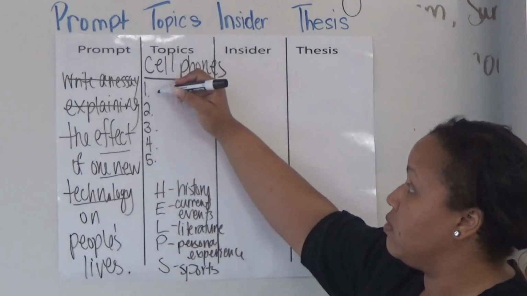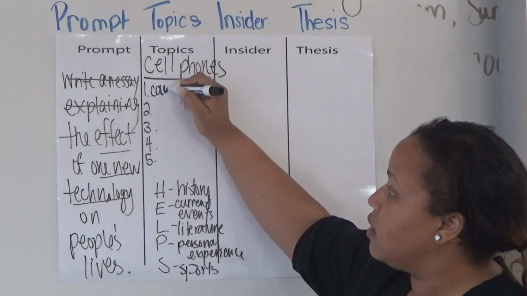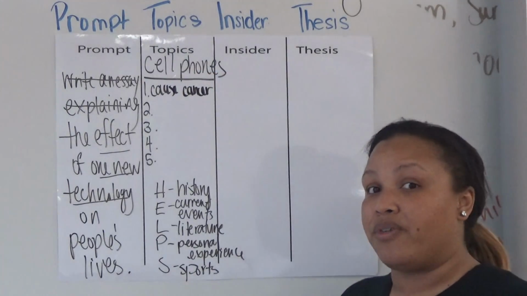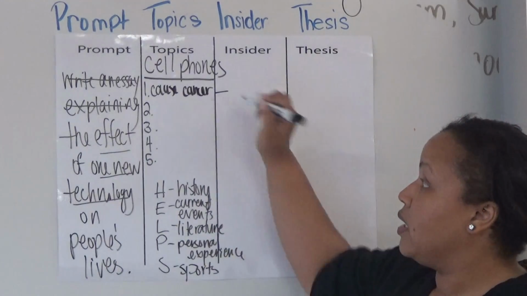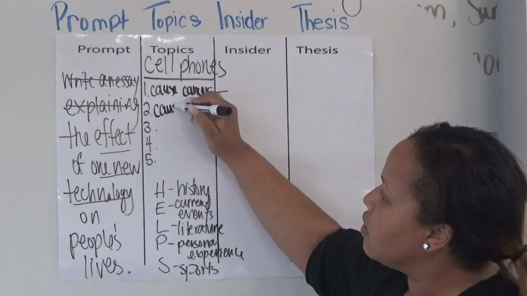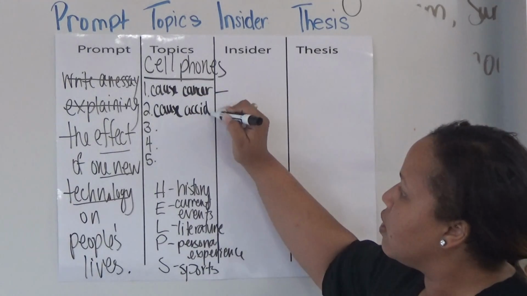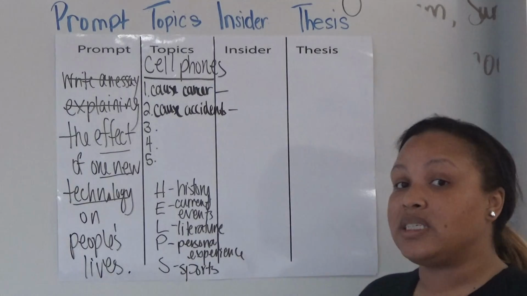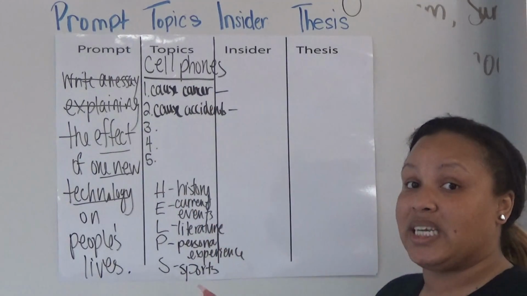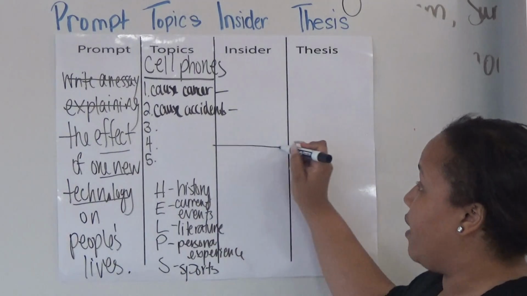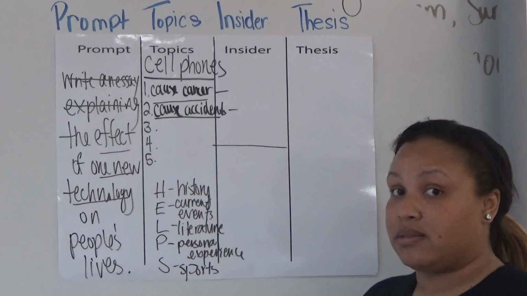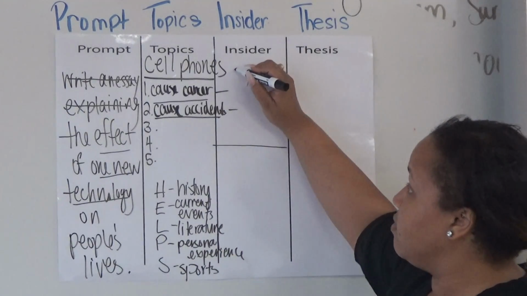For example, they can cause cancer. Is that a positive or negative effect? In this case, negative. They can also cause accidents. Is that a positive or a negative? A negative. So these become my topic sentence. In the insider, I have to write these topics. It goes topic sentence. I'm going to write here.